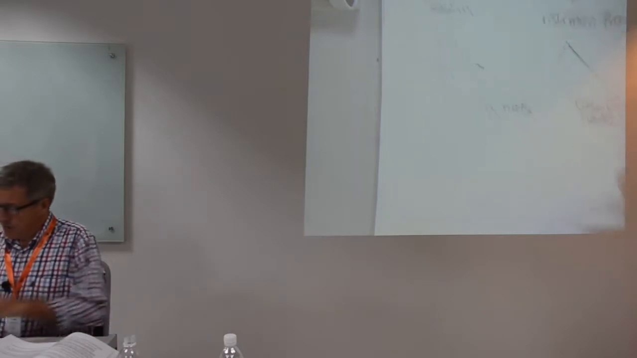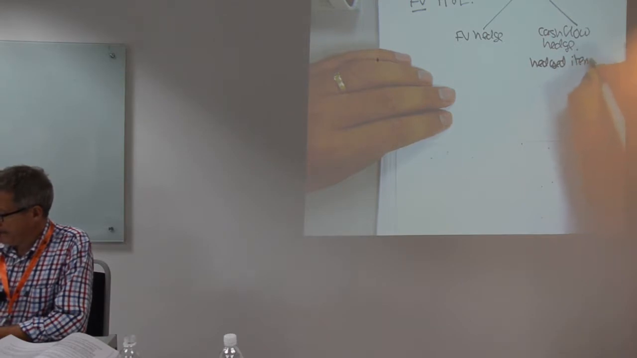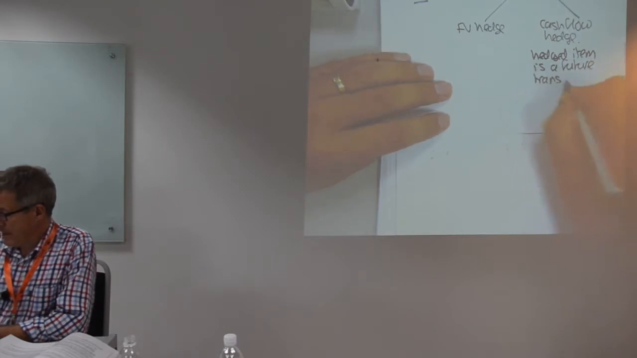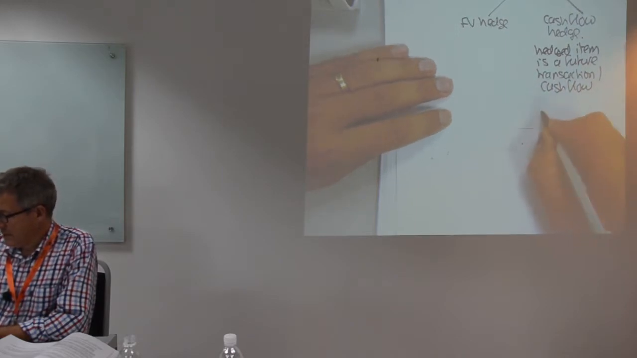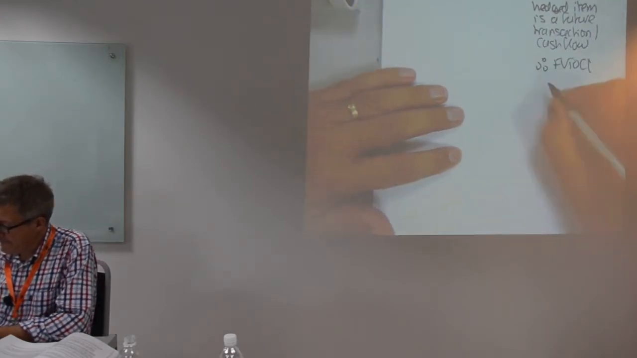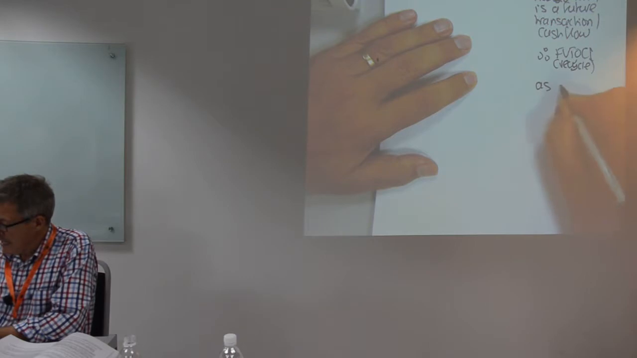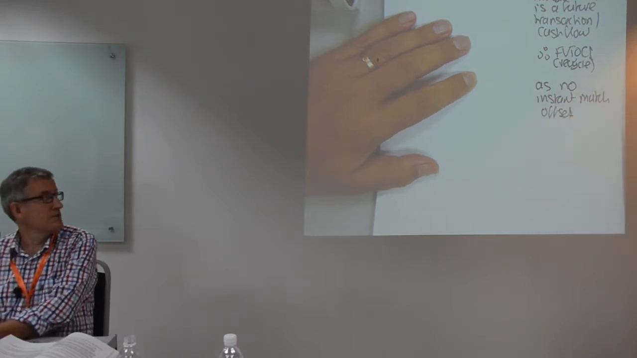So a cash flow hedge is where the hedged item is a future transaction, a future cash flow, and therefore we go fair value through OCI, as there is no instant match, as there is no instant offset.